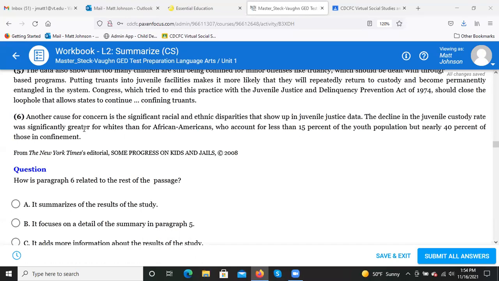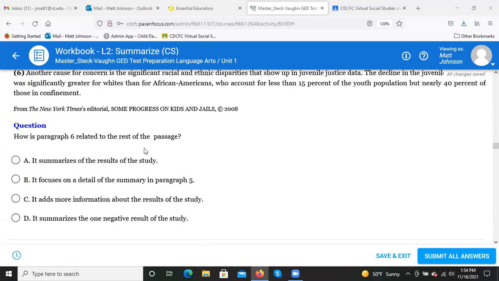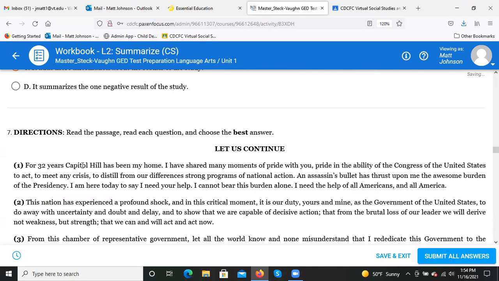What do you guys think? Is it summarizing? Is it adding in more information? Or is it adding negative results of the study? C. It is C. It's adding more information about the results of the study. Yeah, good job. All right. So C for 6. Okay, one more passage here.